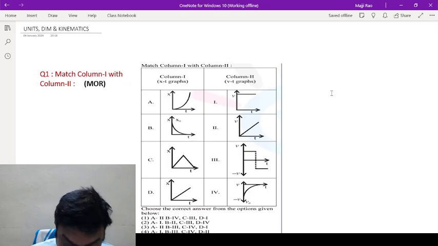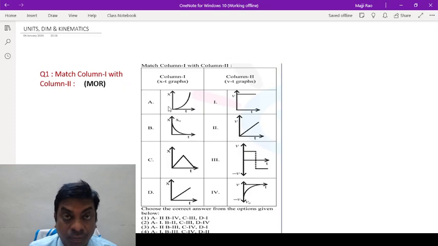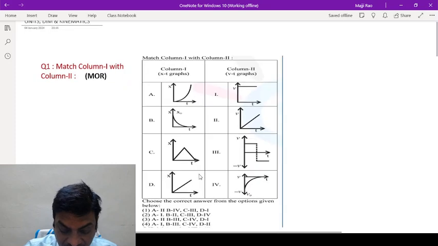So here comes the first question, student. It's a match the column type of question. You can see column 1 has xt graphs, displacement versus time graph or position versus time graph, whereas column 2 has the corresponding velocity versus time graph. So we have to match the correct option.